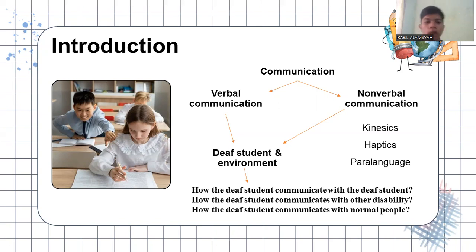Now, communication is divided into two types. The first one is verbal communications, and the second one non-verbal communications. Verbal communication is a conversation activity by one person to another, either orally or in writing, such as speaking, listening, writing, and reading. Non-verbal communication is a process of delivering messages to others by not using words.